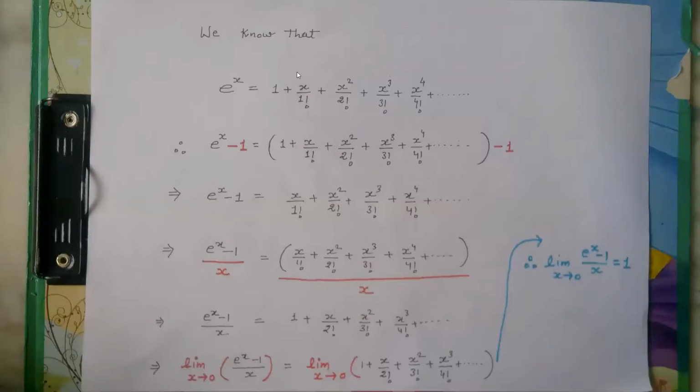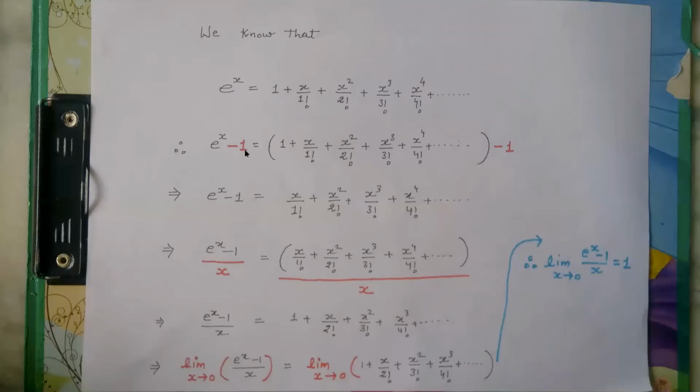My dear friends, once again, we know that the exponential function in the expanded form is this: e raised to the power x is equal to 1 plus x upon 1 factorial plus x square upon 2 factorial plus x raised to power 3 upon 3 factorial plus x raised to power 4 upon 4 factorial, and so on. Now what are we going to do?